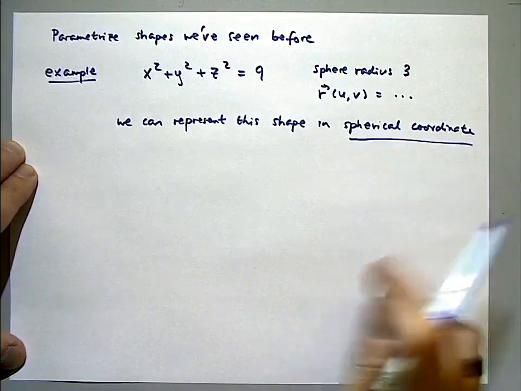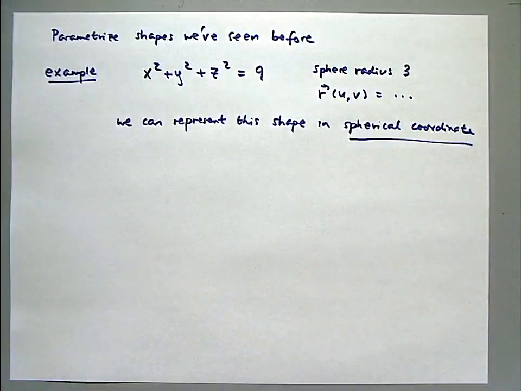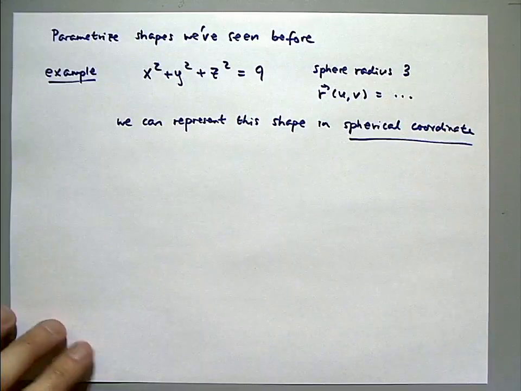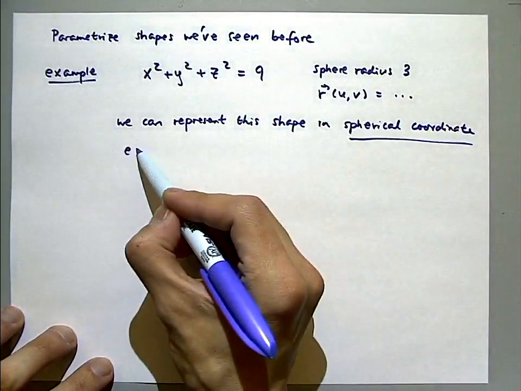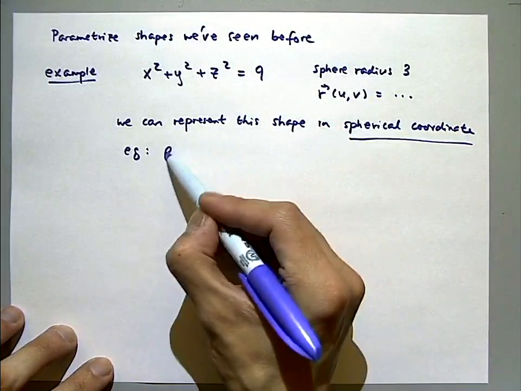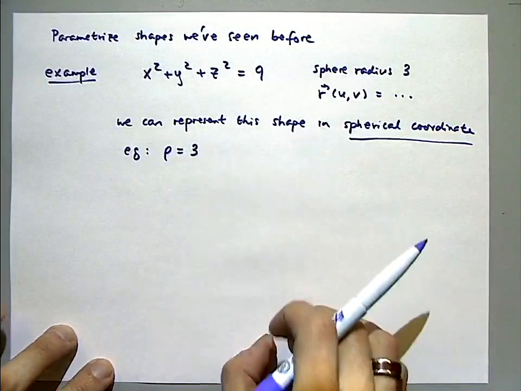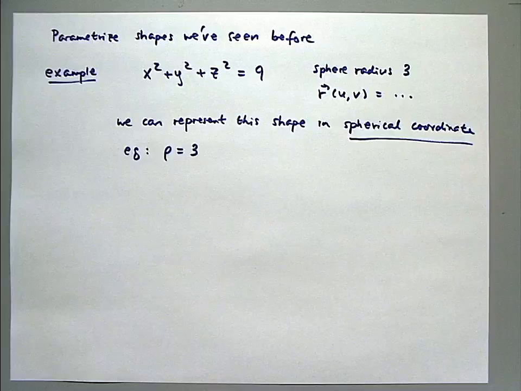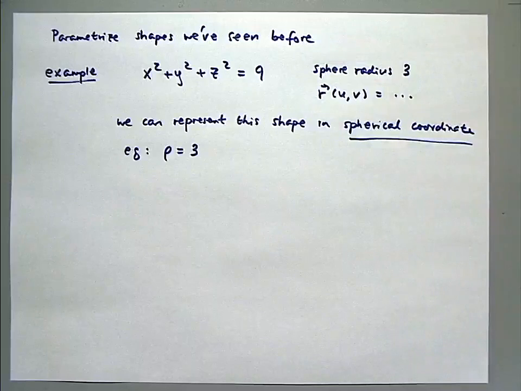Because we're dealing with a sphere, it makes a lot of sense to consider using spherical coordinates. And a sphere in a spherical coordinate system is a very simple thing. The equation is simply rho is equal to 3, the radius of the sphere. And that represents a sphere of radius 3.